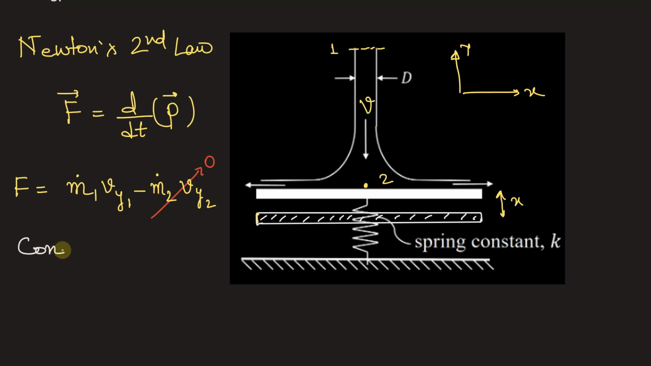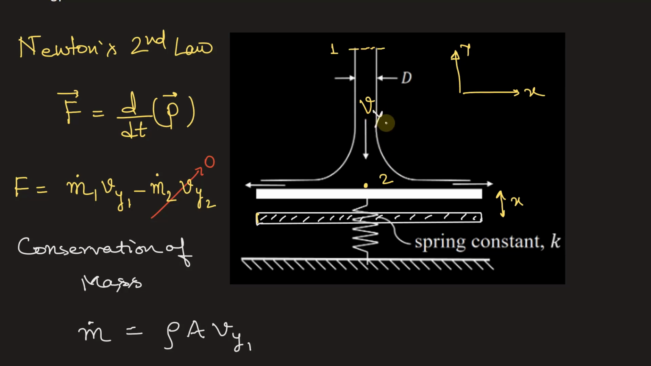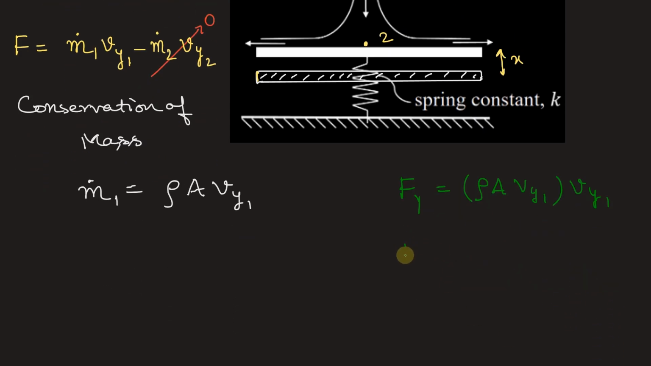Now from conservation of mass, we can write mass flow rate will be equal to density multiplied by the area and multiplied with the velocity with which it is traveling. So it is traveling with Vy1, this velocity. So let me write it here, Vy1, and this is m1. And rho is the density and A is the area of cross section of this jet. Okay. Now if we substitute this mass flow rate in this force equation, we will get force in y direction will be equal to rho A Vy1, that is the mass flow rate, multiplied by Vy1, velocity in that direction. And this we can write as Fy is equal to rho A Vy1 square. Okay, let this be equation number 1.